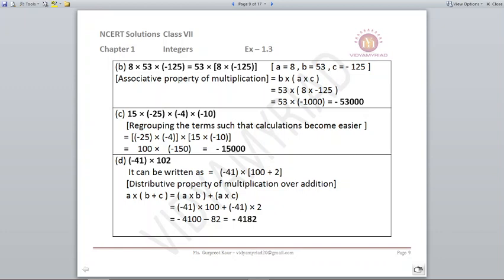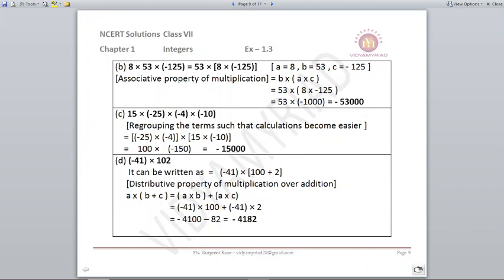Now if I make the pair as 8 into 53, I need to multiply and see. It is difficult. Then whatever answer comes, I have to multiply that with 125. Again there will be a lot of calculations. So we regroup this in a way such that our calculations become easier, and try to form it in such a manner that you get zeros or hundreds or easy calculations.